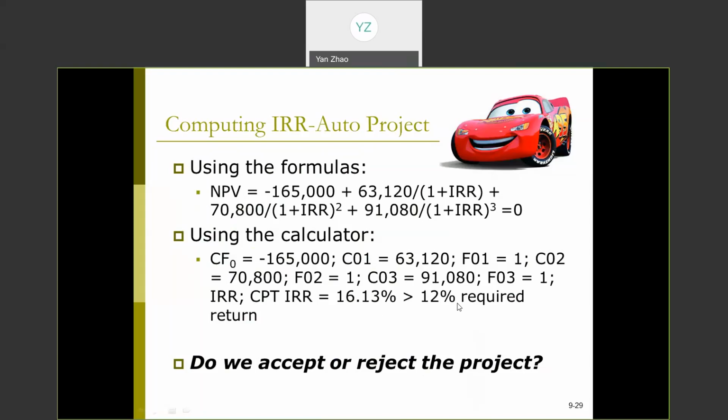Should you accept or reject the project? Accept, right? Because the calculated internal rate of return is higher than the financial manager's cutoff value, which is 12%.